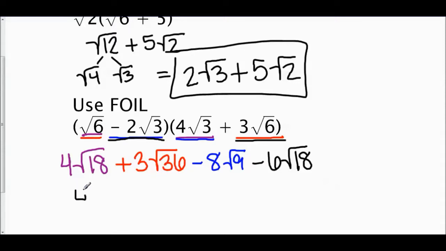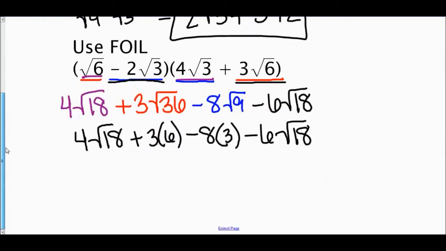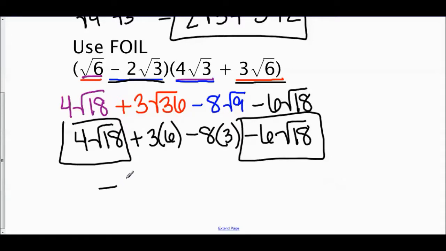So we're going to write 4 times square root of 18 plus 3 times 6, because square root of 36 is 6, minus 8 times square root of 9 is 3, minus 6 times the square root of 18. Square root of 18 and square root of 18 are like radicals, so I can combine those, which gives me negative 2 times the square root of 18. 3 times 6 is 18. And negative 8 times 3 is negative 24.